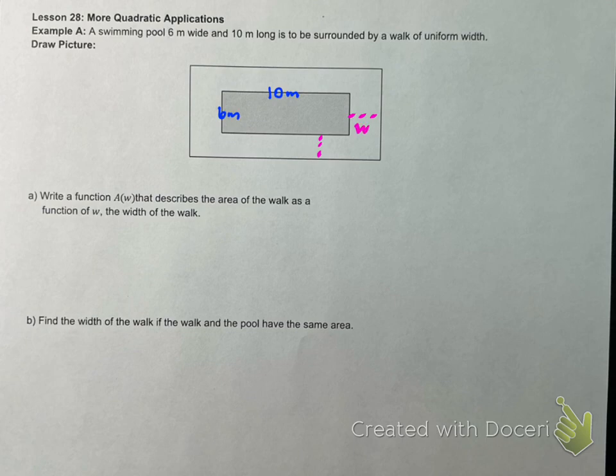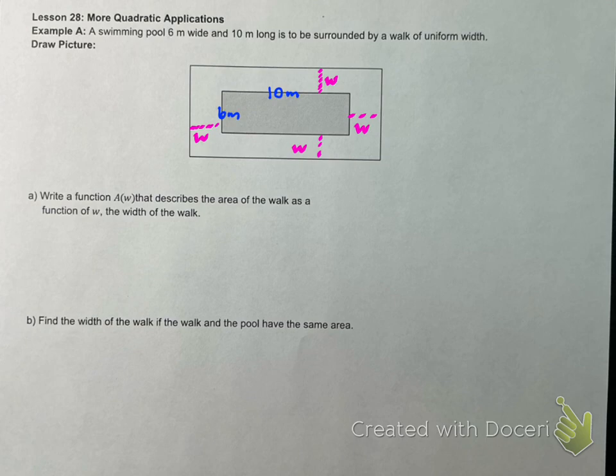We know that that's W. So we're going to put a W on each of those sides. Essentially, I'm going to do it on all sides so I see it. And we have this happening. Okay, so part A. It says write a function A of W that describes the area of the walkway as a function of W, the width of the walk.